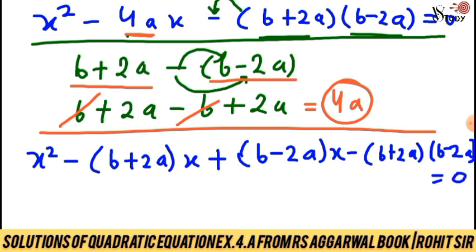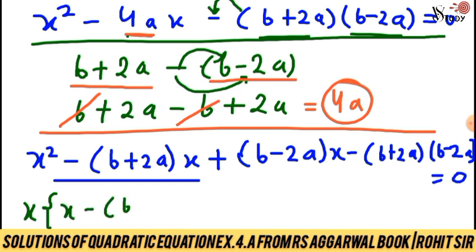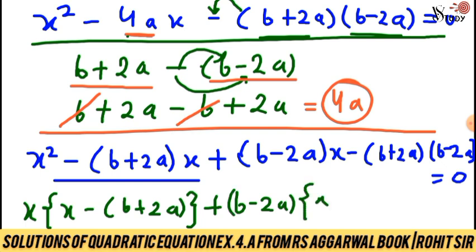Now we have to take common from first two terms. We can take x as common, then we have x minus (b plus 2a). Again we take b minus 2a as common, now we have x minus (b plus 2a) is equal to 0.